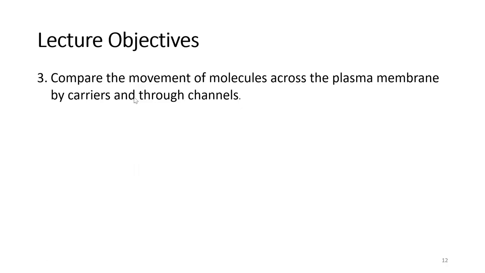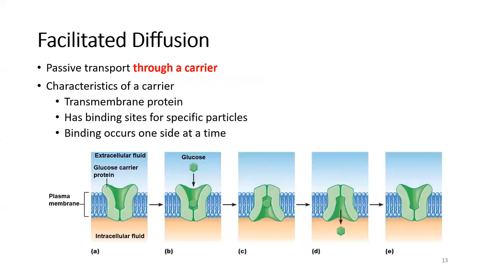Okay. So objective 3 is to compare the movement of molecules across the plasma membrane by carriers and through channels. So we'll talk about some of the mechanisms other than simple diffusion by which we can get particles and molecules across the membrane. So the first is facilitated diffusion, and keyword facilitated here. So this type of movement needs help. It needs a carrier. This is still passive transport, however, so we don't need energy.